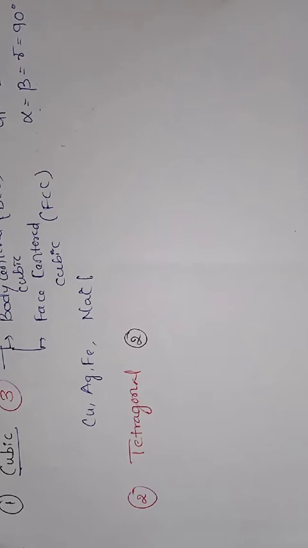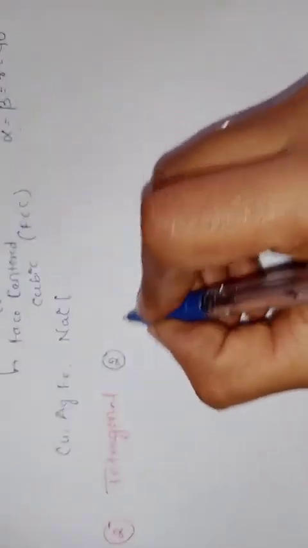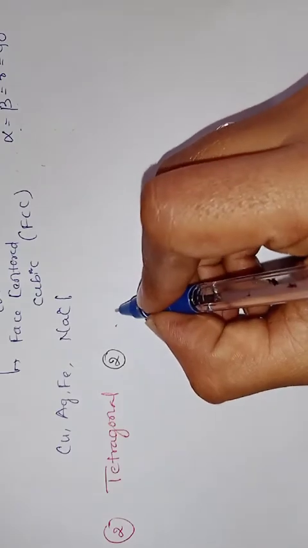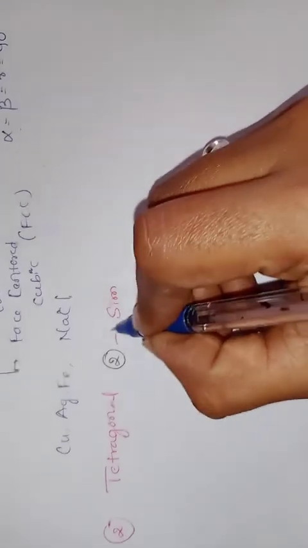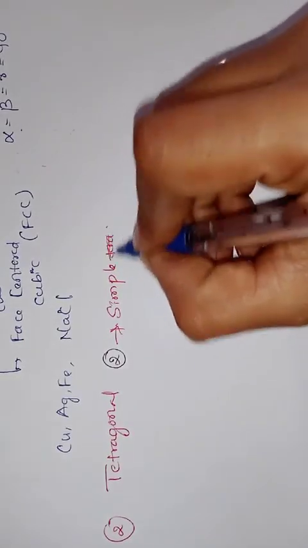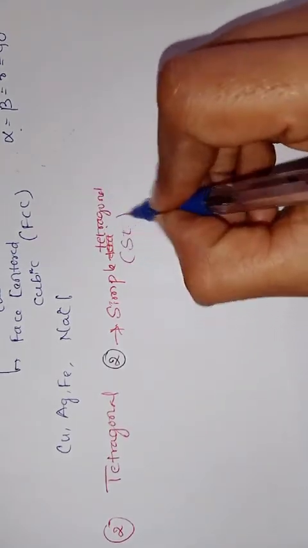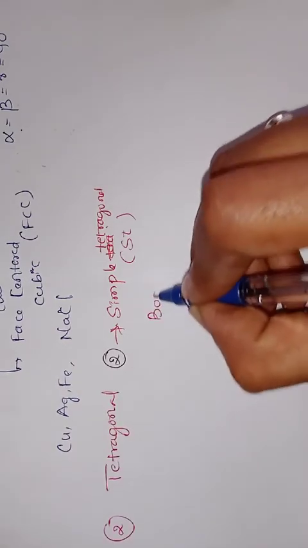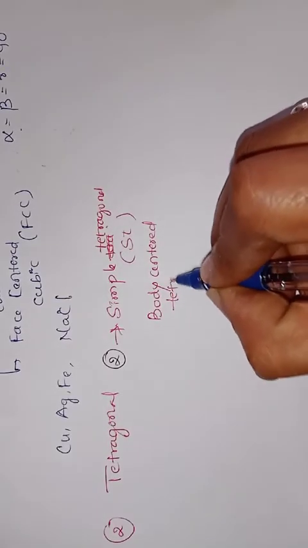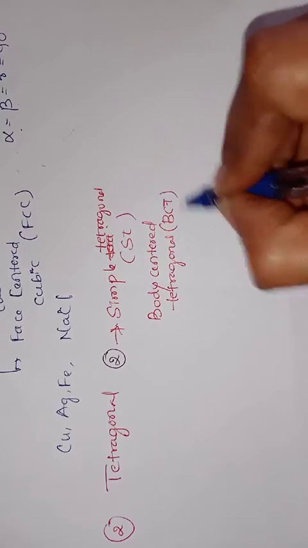Then what are the types of the lattice? Here in the tetragonal there are 2 types. First one is simple tetragonal, that we can indicate as ST. Then body centered tetragonal, that we can indicate as BCT.